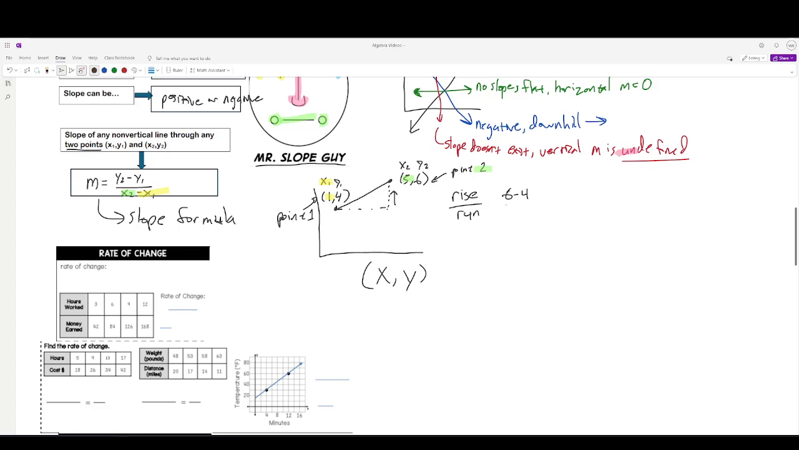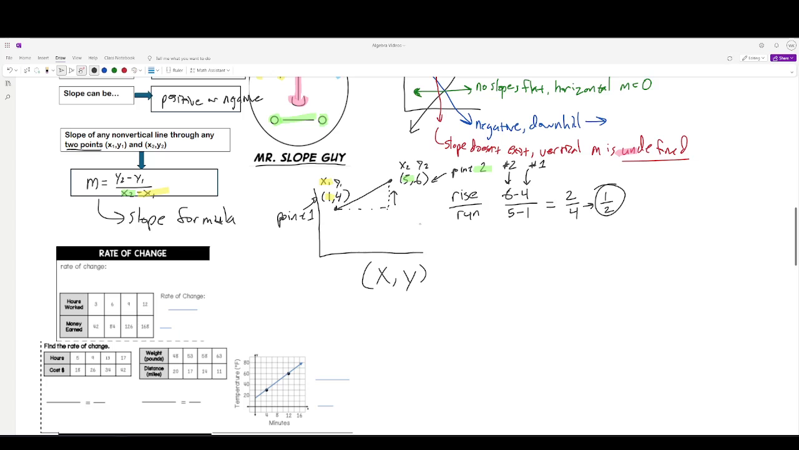All right, so our rise is 6 minus 4, and our run would be 5 minus 1. So again, it doesn't matter which one is point 1 and point 2, but it does matter that they go in the same order. So here, I put the 6 and 5 first, but they're aligned this way because they're the same point. So this is point number 2, and these two, the 4 and the 1, are point number 1. If I reversed it and did 4 minus 6 over 1 minus 5, I would get the same exact answer, which is 2 over 4, or 1/2.